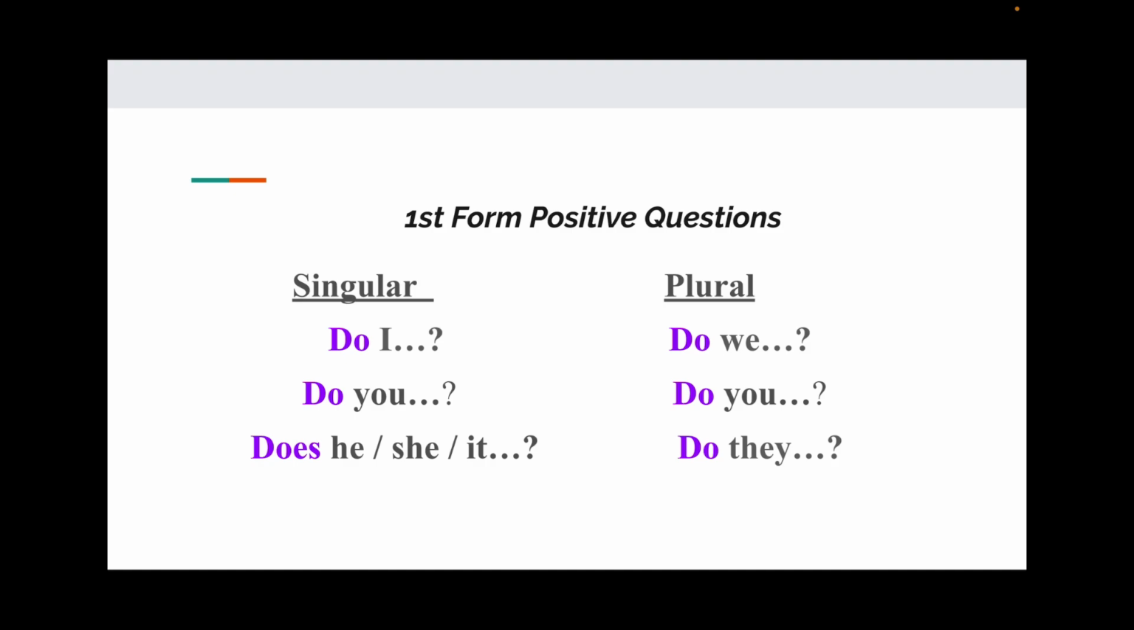And so repeat after me. We'll start with singular pronouns. Do I? Do you? Does he, she, it? Do we? Do you? And do they? Excellent.